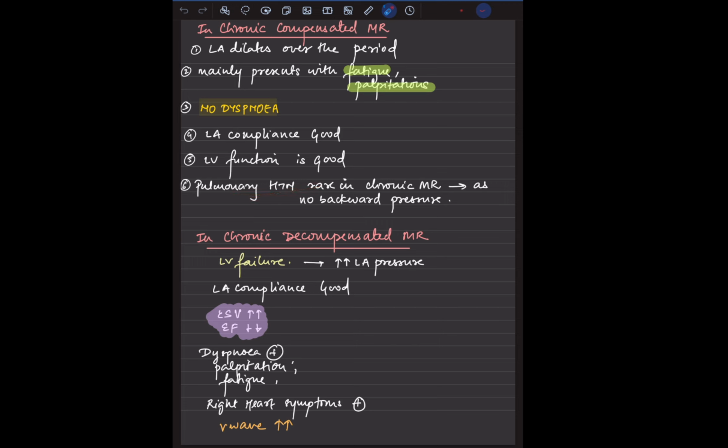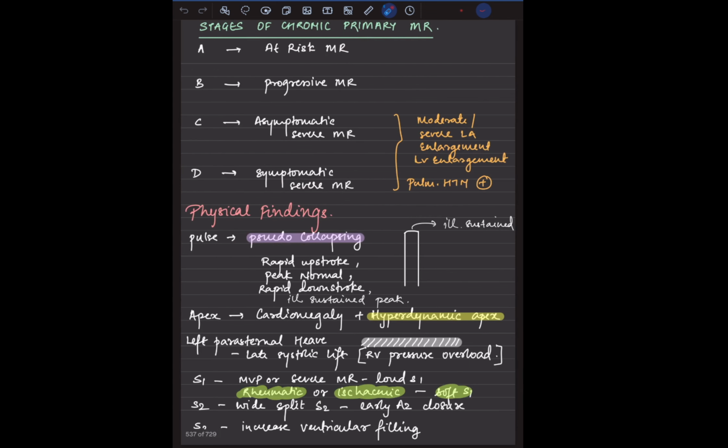Okay, when I'm talking about decompensated MR, decompensated means a whole lot of symptoms. So left ventricle failure, increase in the LA pressure, so there will be dyspnea, palpitation, fatigue, as well as right atrial pressures increasing. So right heart symptoms, pedal edema, ascites. Okay, and the V wave is of course increased. So there are certain stages of chronic MR. So A, B, C, D. A is at risk. Then we have progressive MR. Then there is an asymptomatic severe MR. And there is a symptomatic severe MR.